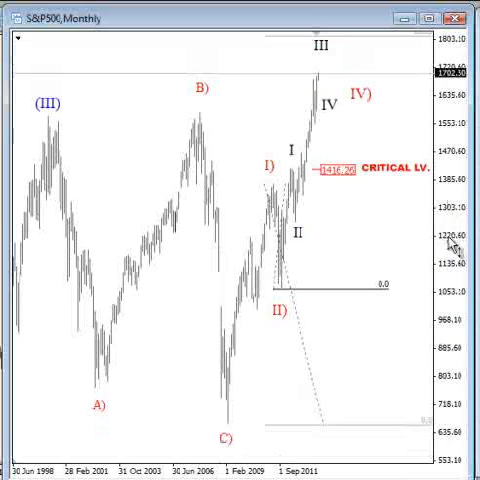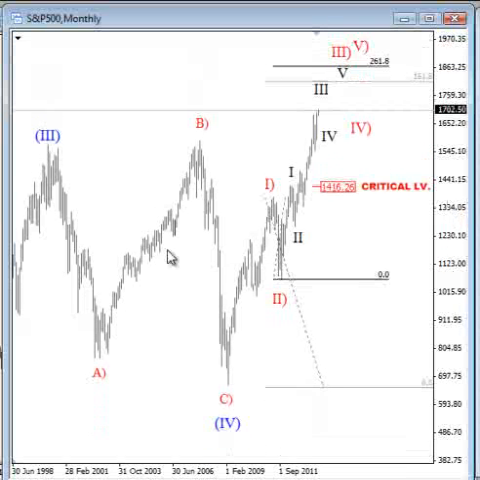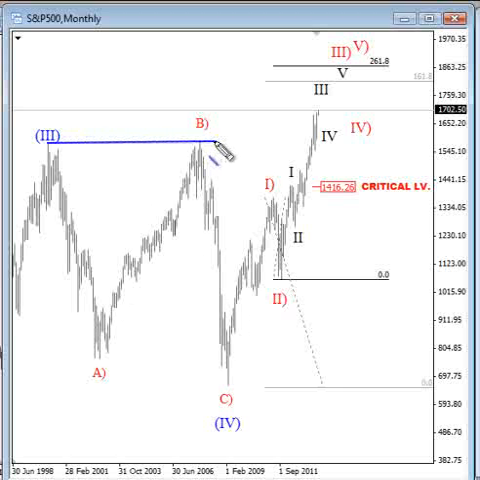On the S&P 500 monthly chart, we are bullish here. This was an expanded flat because this wave B moved into a new extreme, and this wave C fell below wave A, and now the market is reversing higher, trading sharply and impulsively here. We can see that the move is now already in an extension.